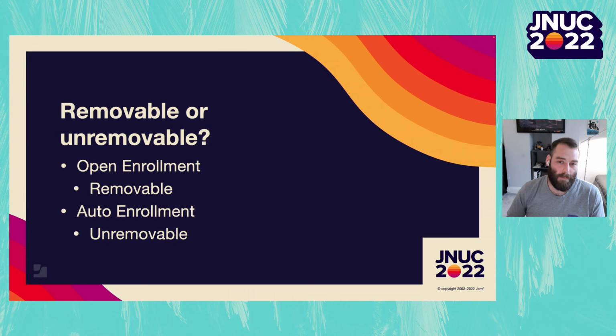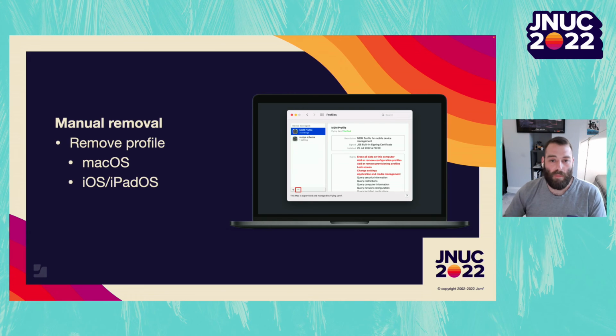So what does that mean for you? Well, removable profiles can be removed on the device, as you might imagine. Unremovable ones, however, can only be removed by sending a command from the device's MDM server or by wiping the device. So if we have removable profiles, what do we do? If it's a removable profile, we can remove it on the device on macOS by navigating to the System Preferences app, opening the Profiles pane, and selecting the profile called Jamf Enrollment.